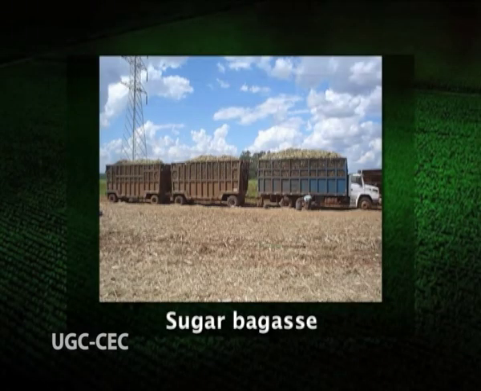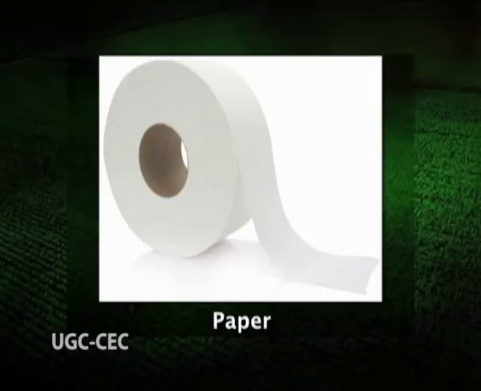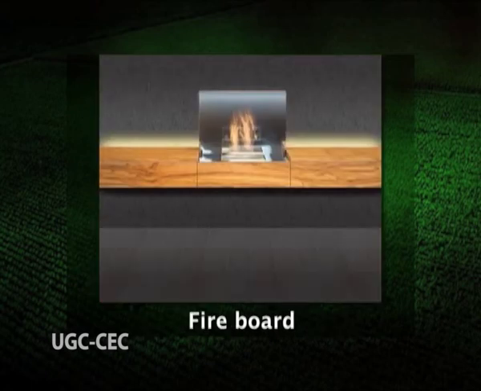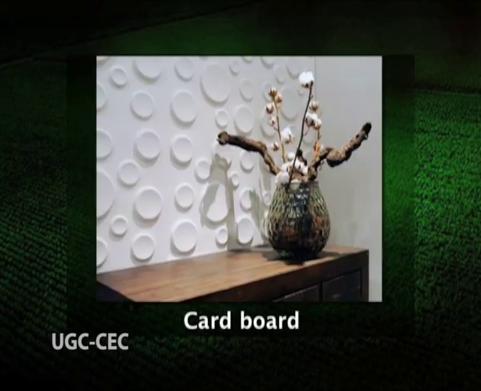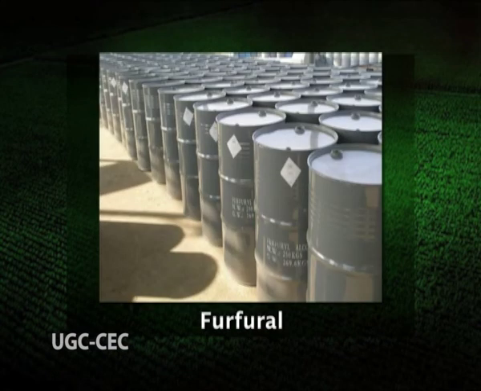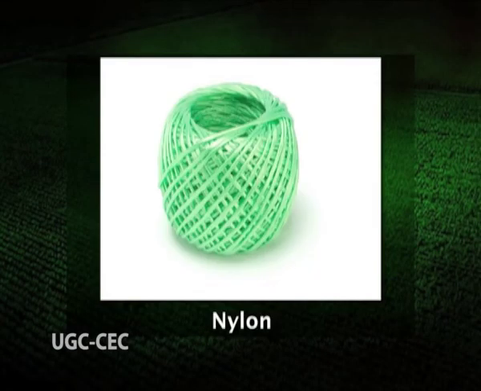Sugar bagasse, a fibrous portion of the sugarcane that remains after the juice has been removed, is burnt as boiler fuel, but is also used in the manufacture of paper, insulating wall board, fireboard, cardboard, plastics, and furfural, the latter being important in oil refining and nylon industries.